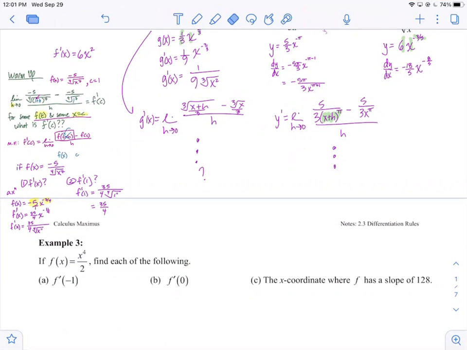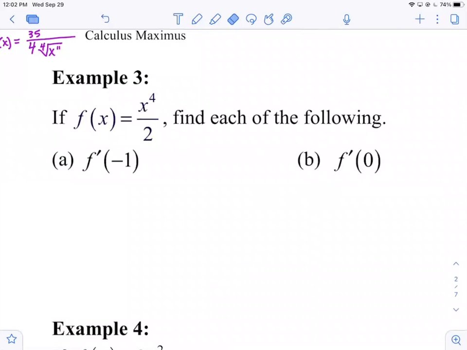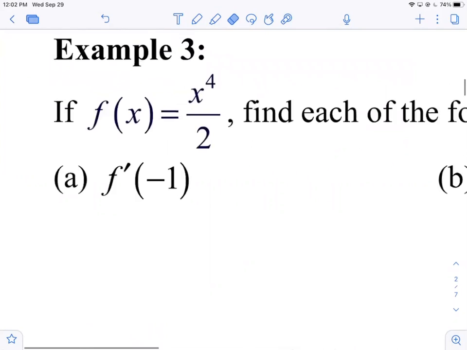All right. Example 3. Let's pick back up then with the power rule, because now that we can easily and quickly find derivatives, we don't have to invest all that time and energy setting up the limit and evaluating it. We can get to the derivative a lot more quickly. That frees us up to do other things, like use the derivative, okay? So that's what we're doing here on example 3. If f of x is that, find each of the following: f prime of -1, f prime of 0, and the x coordinate where the slope is 128.